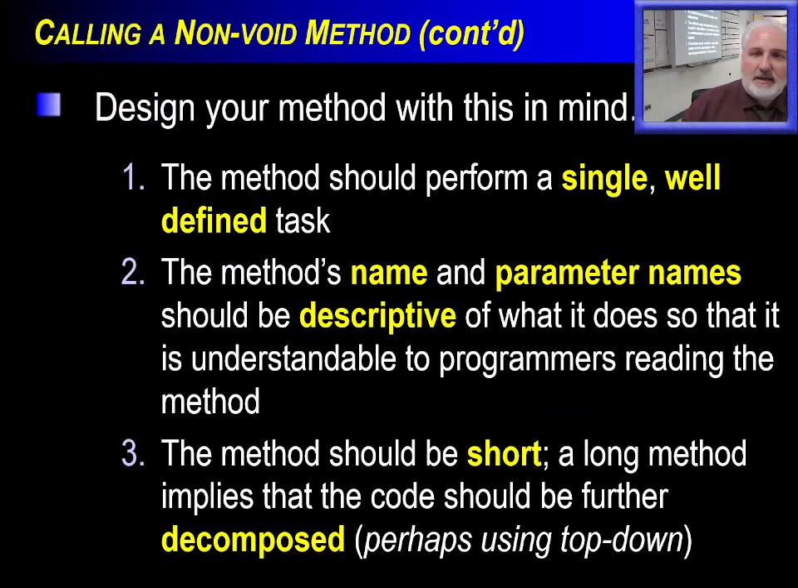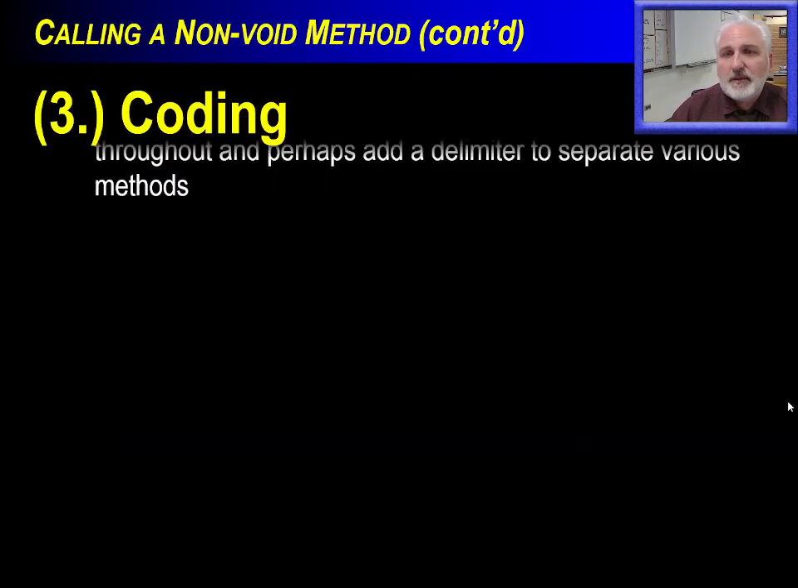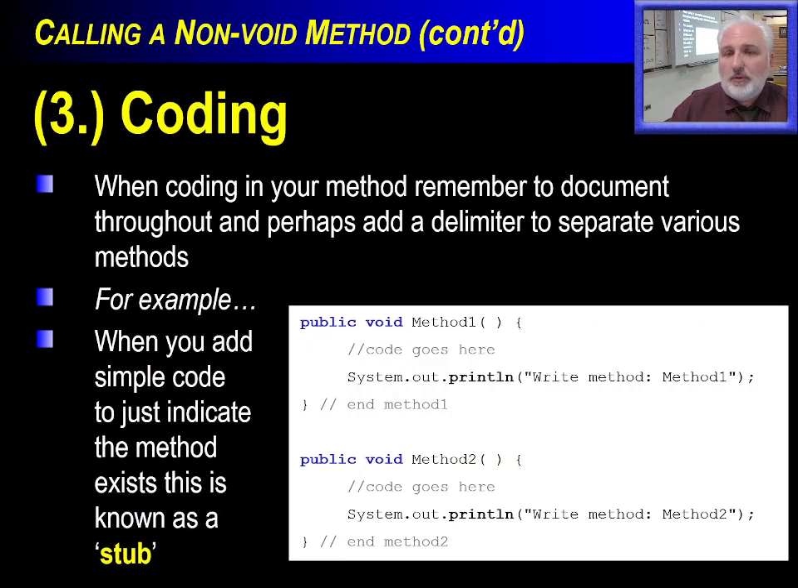Once your method's designed, you then would keep in mind things like, does it perform a task? Does the name of the method describe that task? Do the parameter names make sense? Are they descriptive of what they're for? Is your method too long, or should it be divided up further into more methods, using more of a top-down problem-solving approach? Okay, when you write the code, again, you can make sure you're writing good code.